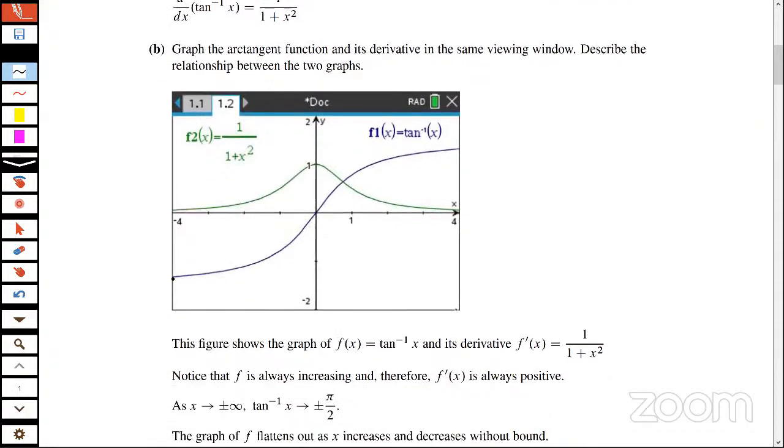The arctan function, it looks like here, is always increasing, so its derivative is always positive. And as it levels off here and here, the derivative is getting closer and closer to 0 as x increases without bound, as x decreases without bound. So it looks pretty good. I feel pretty confident that we actually found the correct derivative.